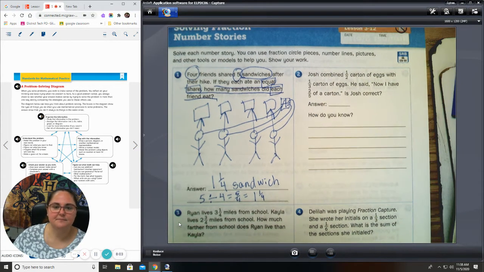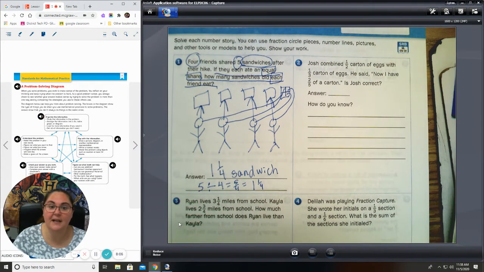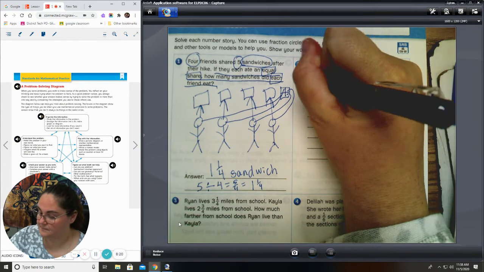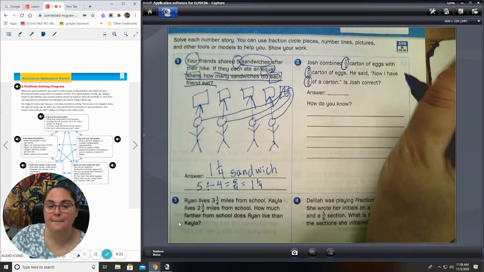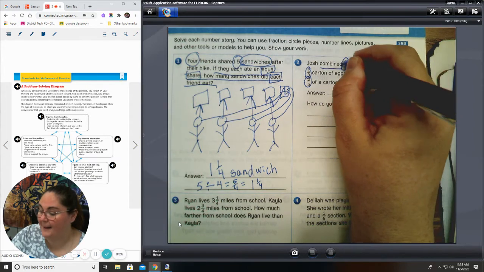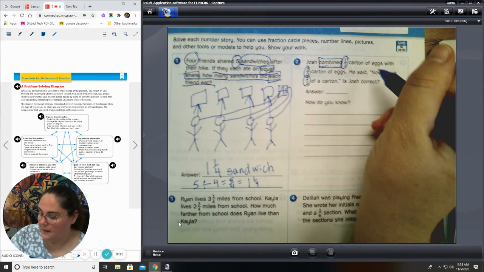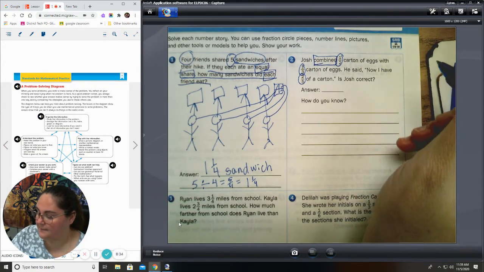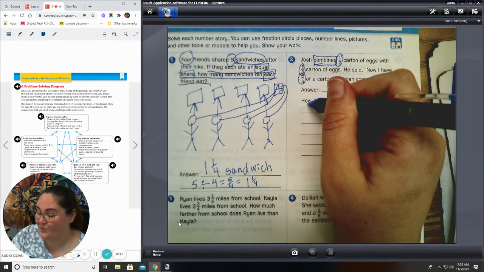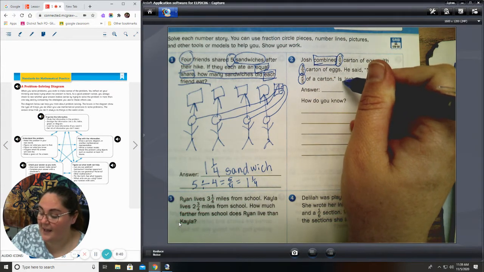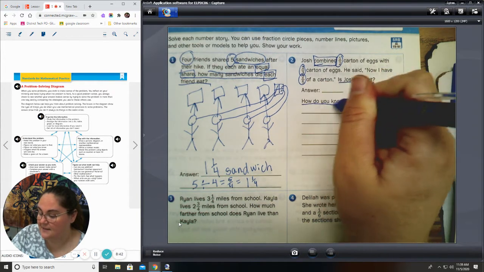Let's look at number 2. Josh combined 1/2 of a carton of eggs with 1/3 carton of eggs. So combining. Now I have 2/5 of a carton. Is Josh correct? And how do you know? Circle important numbers. Box in key words. All right, he combined them. To combine something means to put it together, so that means add. All right, combining them. And how do you know? Underline the question. So is he correct? How do you know? Okay.